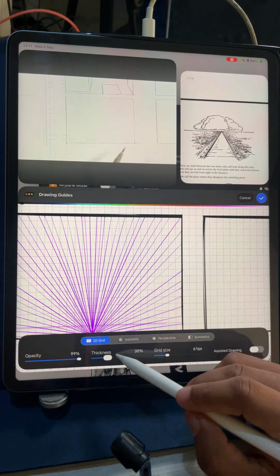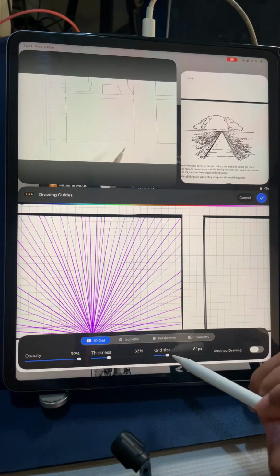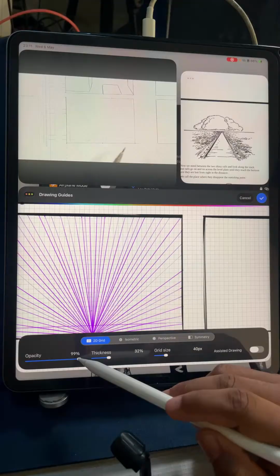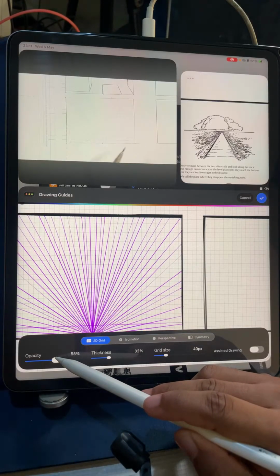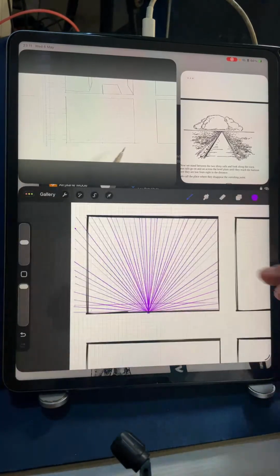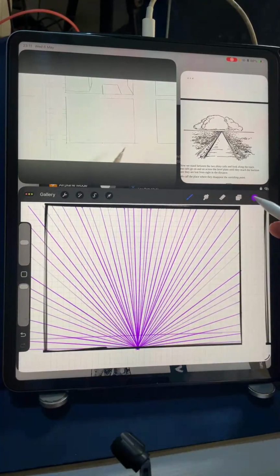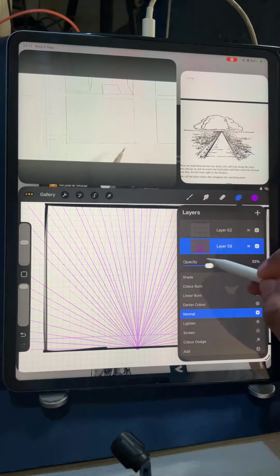Over here, I'm just going to add a little bit more grid lines. You can see them here. Increase the amount of grid lines I have. And just the opacity, I'll just reduce it a tad bit, but I'll make it a bit more visible. So that is very useful. If you have that, you can work with that.